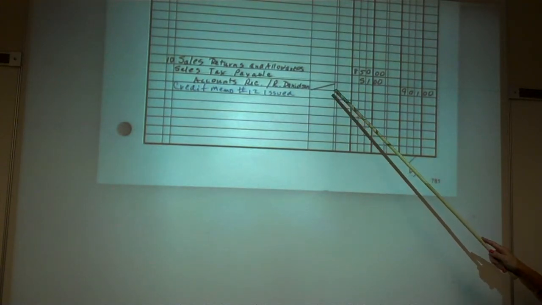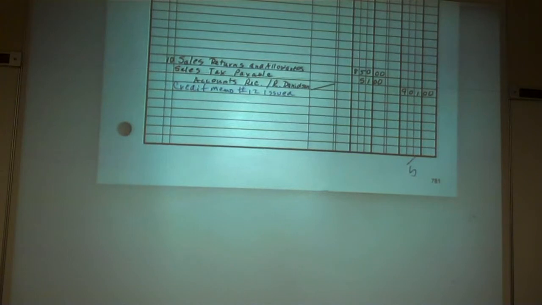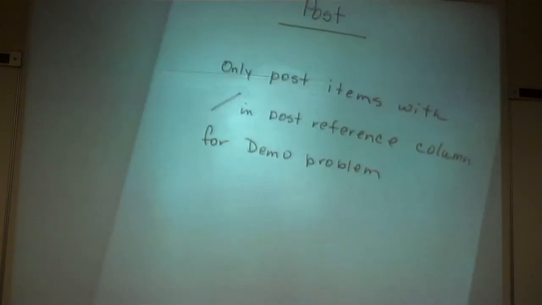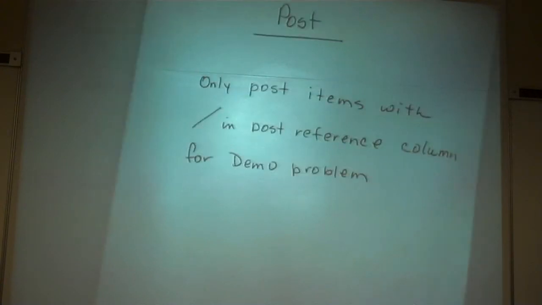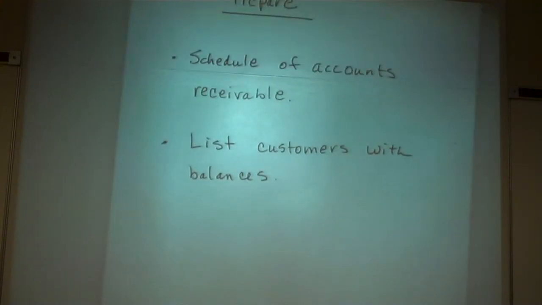The check mark. Just a check mark. Okay, they're just listed alphabetically. And I don't know why he didn't put account numbers in the subsidiary ledgers. As we were working through the problem, we only posted the ones that had a check mark. After we finished posting, we were to prepare a schedule of accounts receivable. When we get to chapter 10, we'll do a schedule of accounts payable.